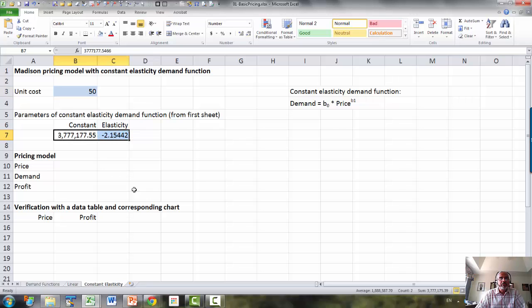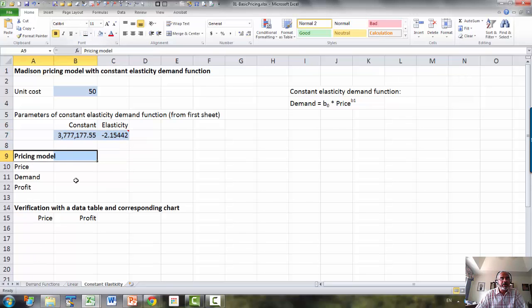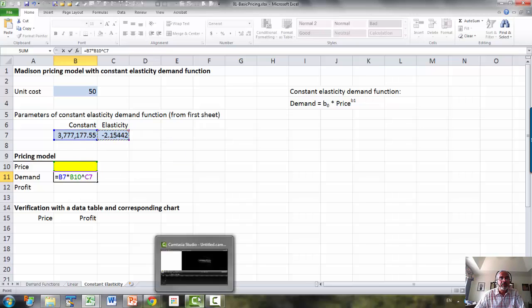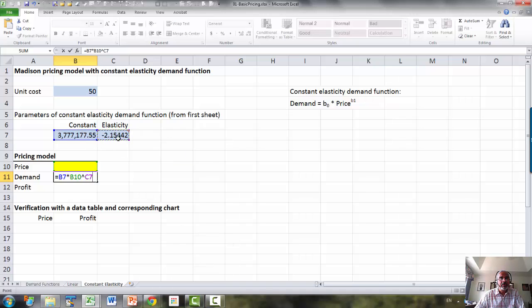Okay, now constant elasticity model, again, unit cost is an input, and these are the constants that we found from the demand function. We have the pricing model, and price is our changing cell. Okay. Now demand is going to be like that. B sub 0 or constant times price to the power. So that's shift 6 of that. So that will give us the demand.